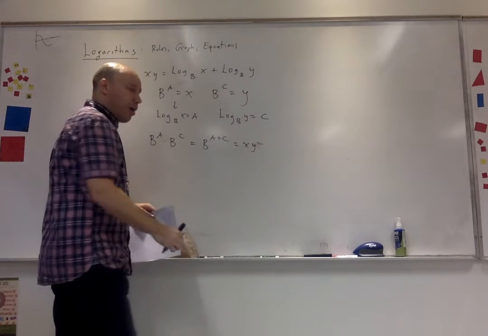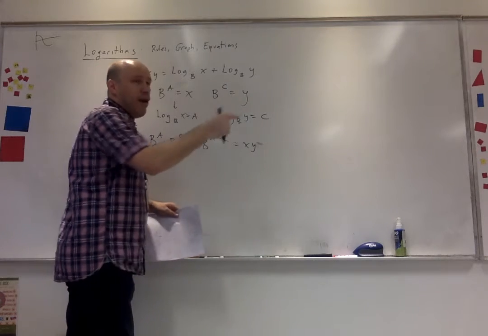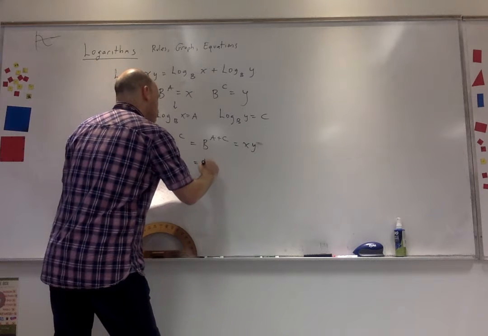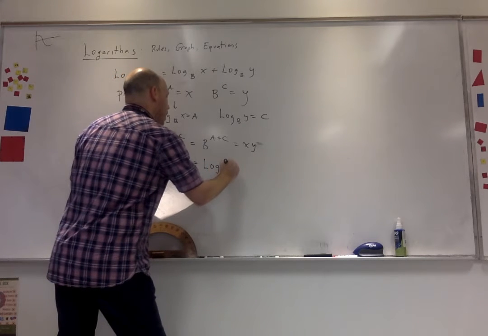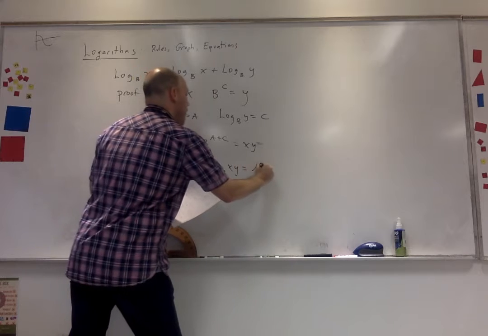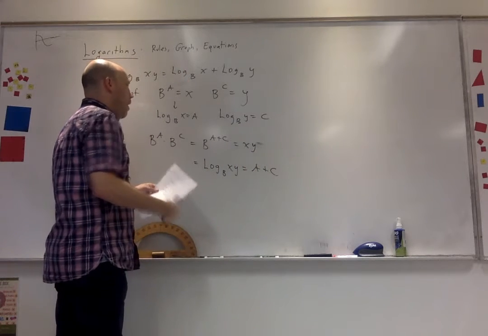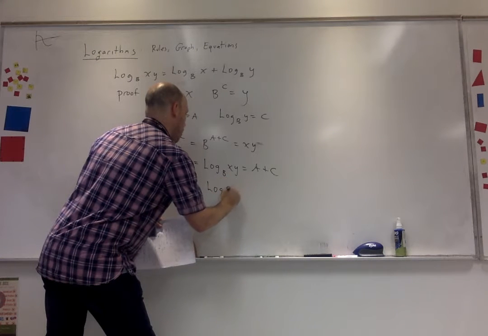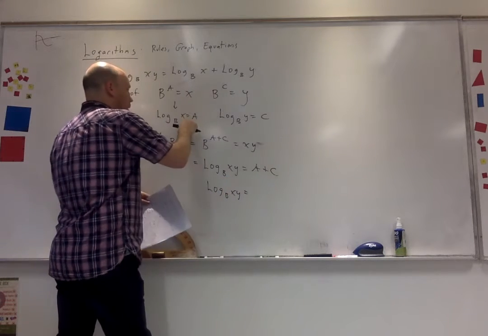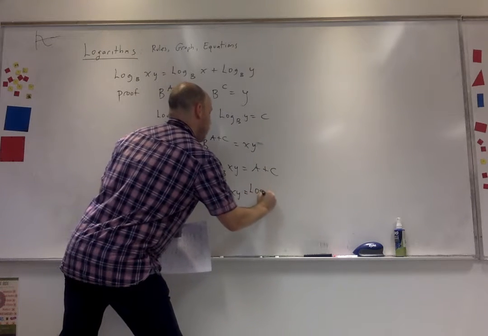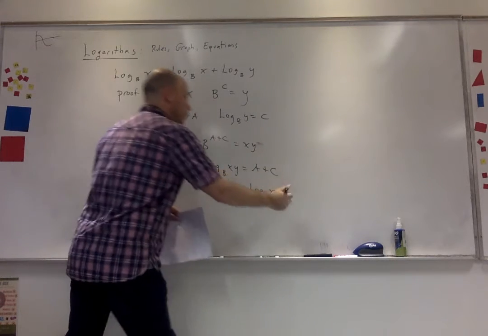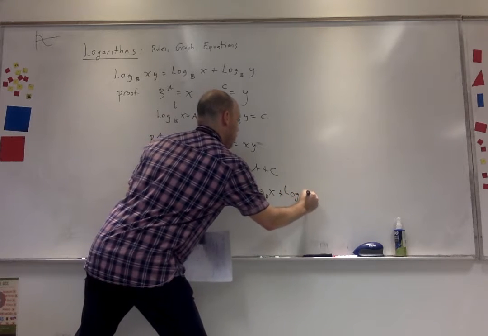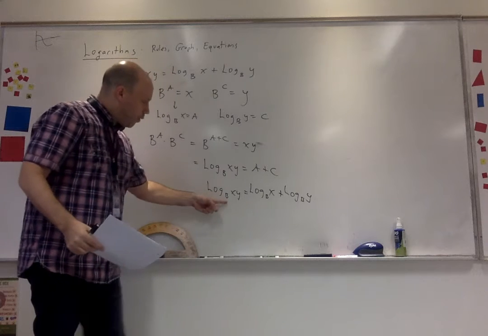Now what we're going to do is put this back into logarithms. Once again, we're going to go back from exponents into the world of logarithms. So we know that the log base b of x times y is equal to a plus c, right? But a was log base b of x, and c was log base b of y. Hence, this is the proof of the rule.